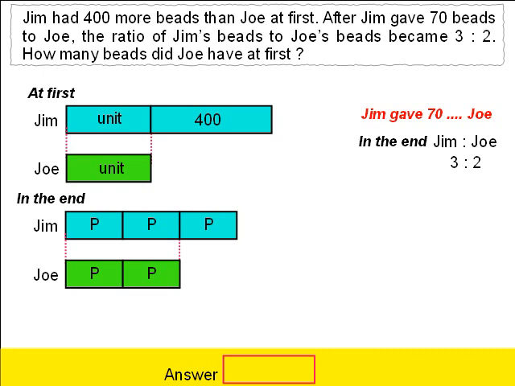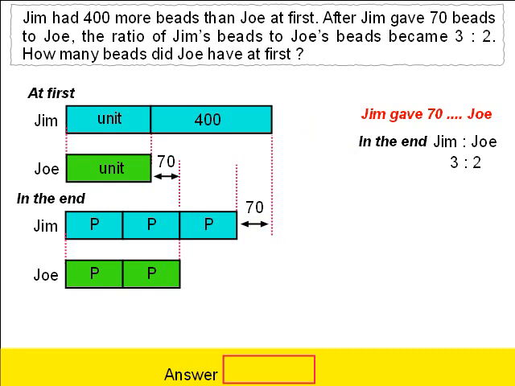And the difference of Jim's model in the end, as compared to at first, will be 70 less, because Jim gave 70 to Joe. And Joe would have 70 more than at first. Hence, 2 parts is 70 more than 1 unit, and therefore 3 parts is 70 less than 1 unit plus 400 for Jim's model.